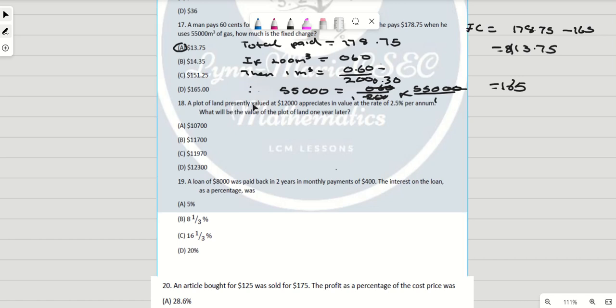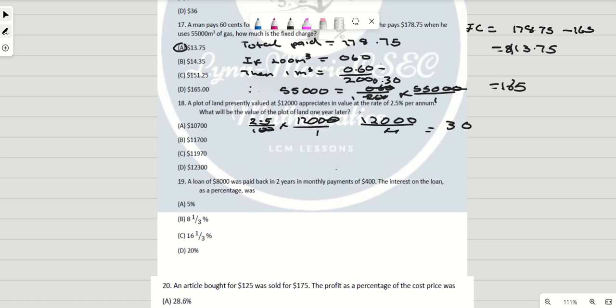A plot of land presently valued at 12,000 appreciates in value at a rate of 2.5% per annum, meaning every year, right? What will be the value of the plot of land 1 year later? First off, we need to find out how much is 2.5%. So 2.5 over 100 multiplied by 12,000 over 1. You cross out the 2 zeros, so you get 2.5 multiplied by 120. When you multiply, you remove the decimal point, 120, you add 2 zeros, and then you divide by 4.